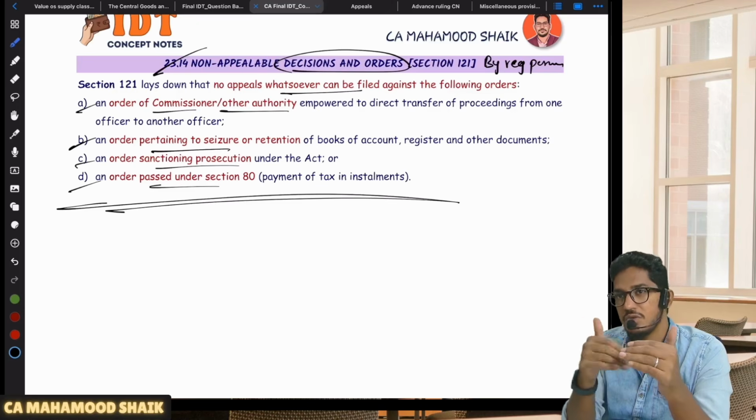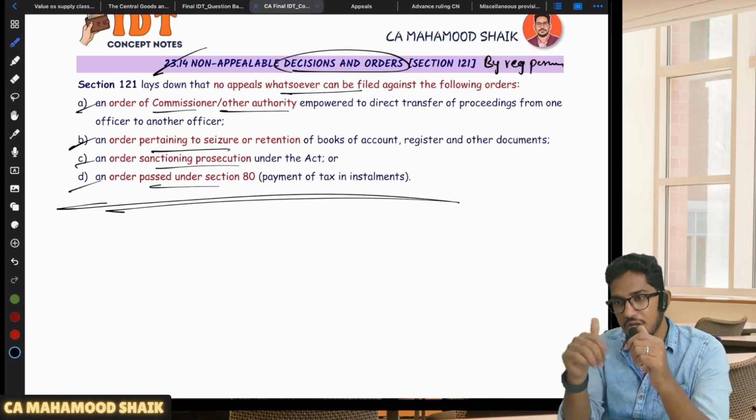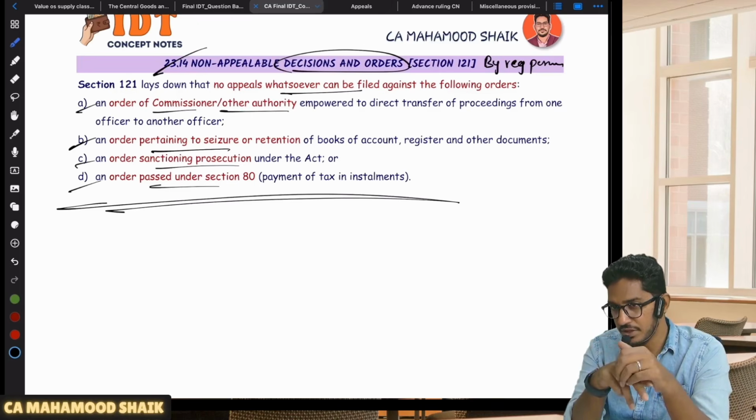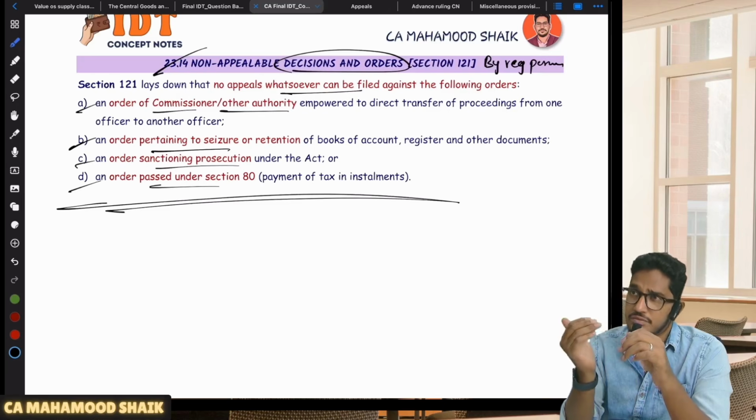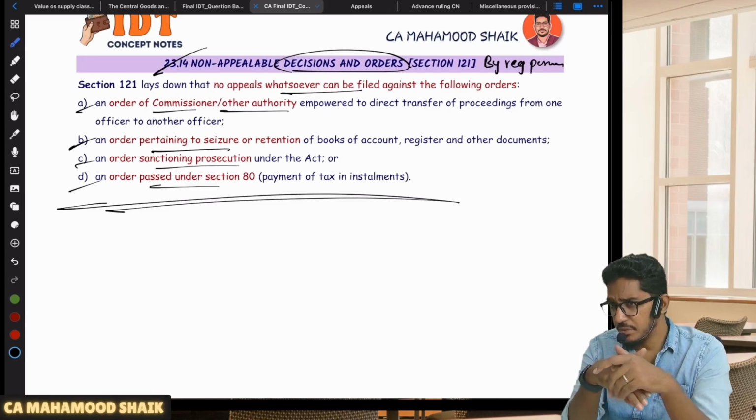And so this is what the appellate authority is. Sir, who will be that appellate authority? Joint Commissioner Appeals or Commissioner Appeals. So these 2 will be the appellate authorities. Now even the same thing will become applicable for the department also.